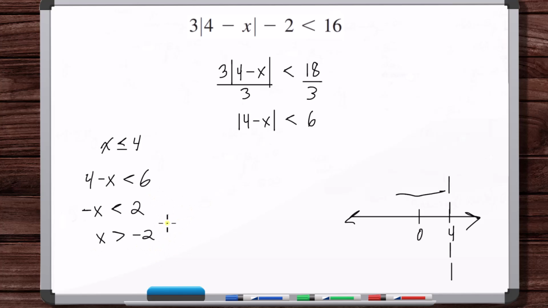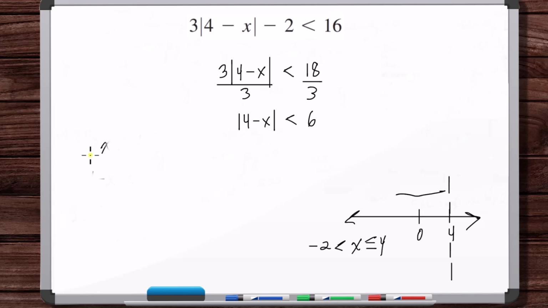But just like we did with absolute value equations, we need to compare this to the interval we're in. What we want to do is take the "and" between these two. We want to note where they cross. So where does x being less than or equal to 4 cross with x being greater than -2? I can note that right over here. That's going to be when x is greater than -2 and less than or equal to 4. Those are solutions to the original inequality. Any of these x values are solutions to the original inequality.